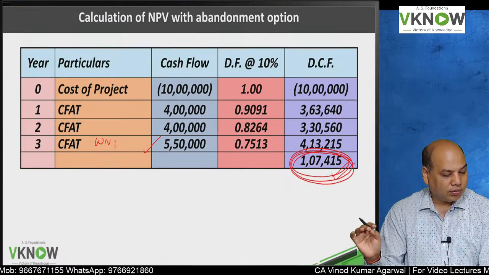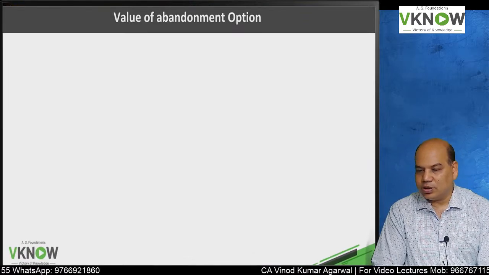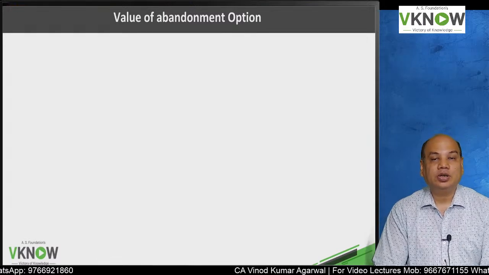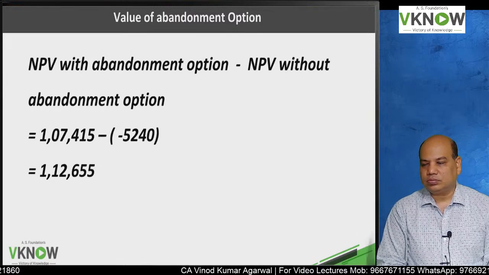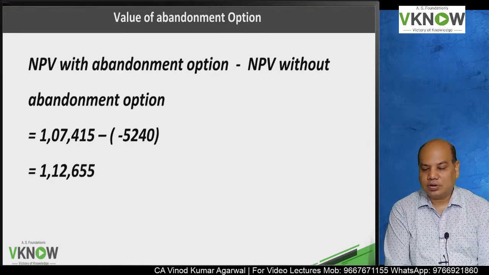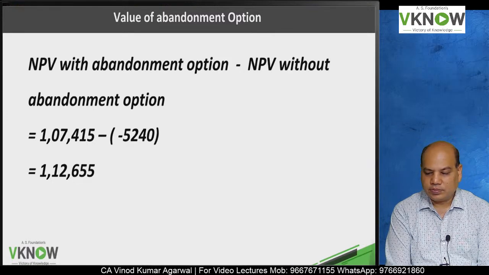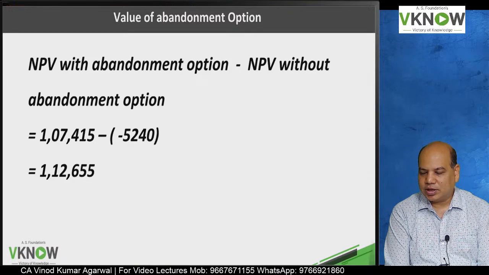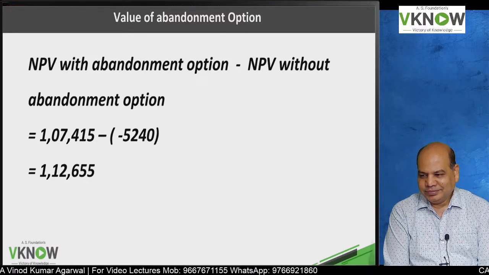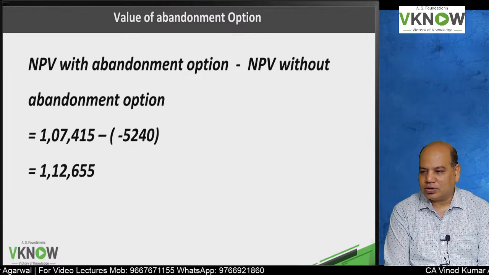There is a question in the book, what is the value of the abandonment option? So please write down: value of abandonment option is NPV with abandonment option minus NPV without abandonment option.